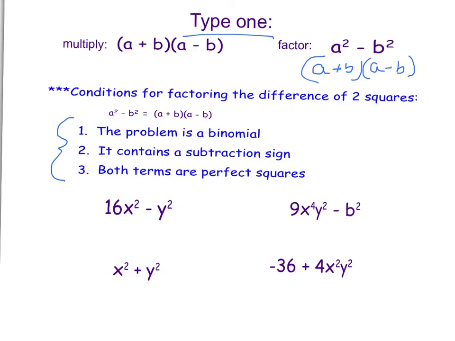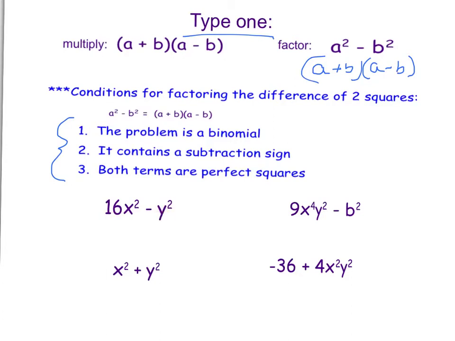So let's do a few problems. So I'm going to use the checklist. Let's look at this problem right here. Is it a binomial? Check. Does it contain a subtraction sign? Check. Are both terms perfect squares? Well, 16x squared is a perfect square and y squared is a perfect square.